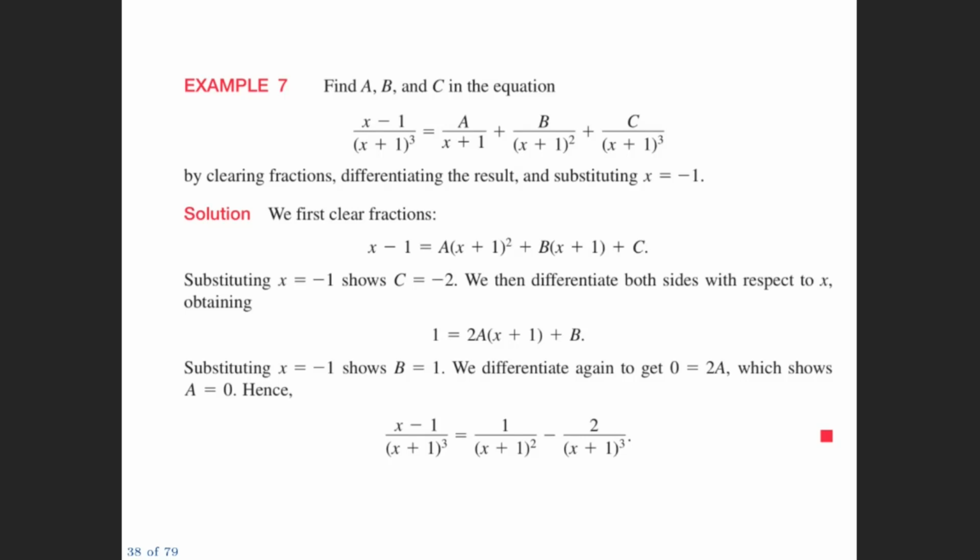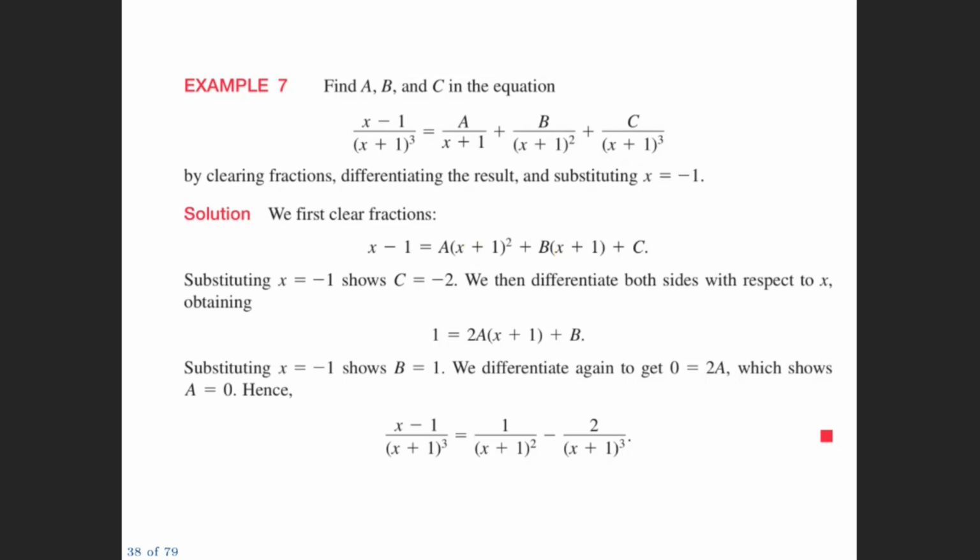When they write clearing fractions, what they mean is multiply both sides by x plus 1 cubed. So on the left side, we just get x minus 1. And then on the right side, a, x plus 1 squared, plus b, x plus 1 plus c. If we replace x by minus 1, then this is 0, this is 0. The right-hand side is 0 plus c, and left side is minus 2. So then we know c.